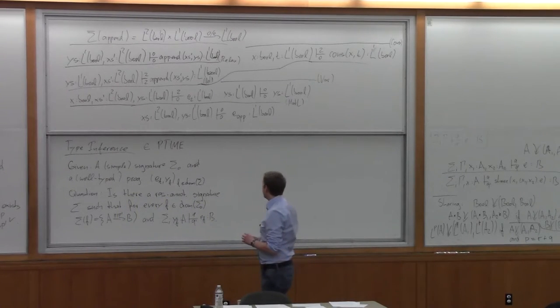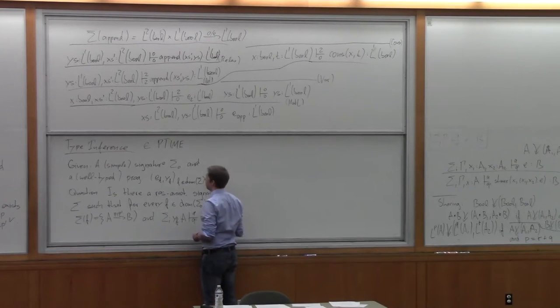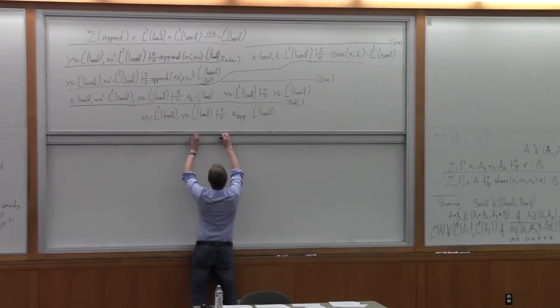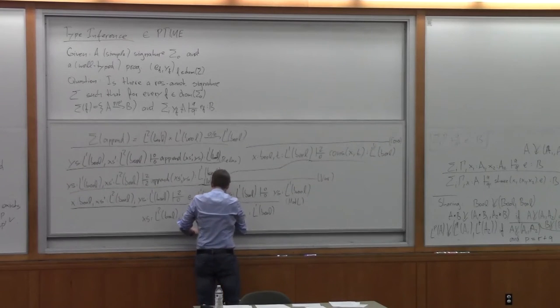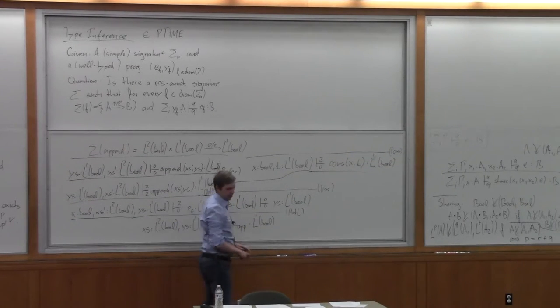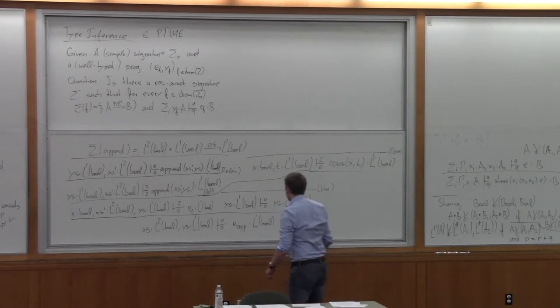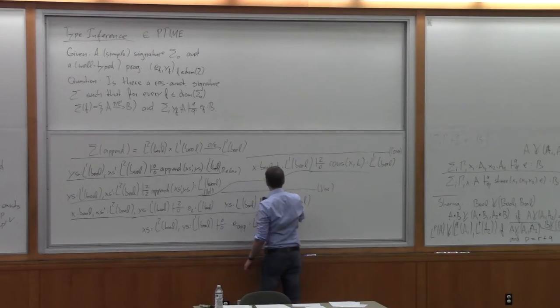Okay, so let's see how we do that by example. So the idea is, we take our append again. That's why I went through this example earlier, so that we can use it now. And we start with type derivation just in this affine type system that you've seen.